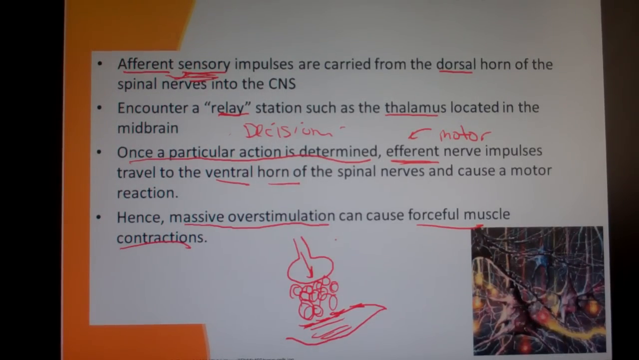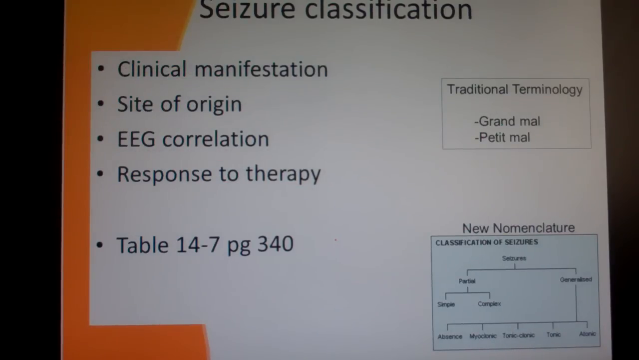That's what a convulsion really is, isn't it? It's just a kind of tetanus, really. Okay? So, seizure classification. There are different ways that they are classified. What was traditional is basically you had the grand mal seizure, that jerking and spazzing kind of thing, and then you had the petit mal that didn't really seem like you're doing much, just kind of daydreaming.